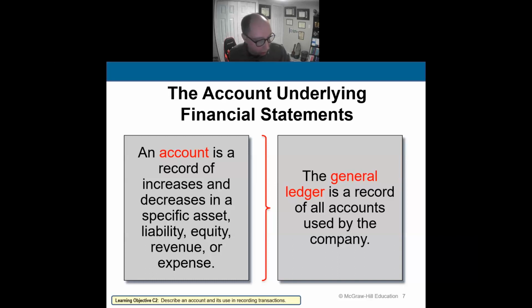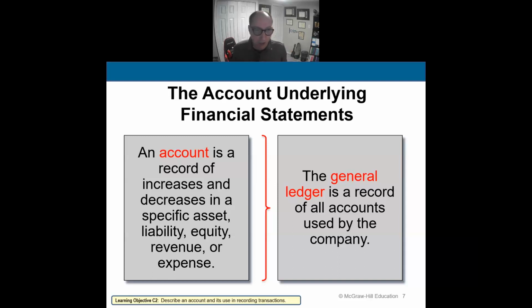Equity includes things like shareholders' equity, owner's equity, business equity, which is revenue minus expenses, which is net income. Those are all equity accounts. So when you hear equity, think what the owners own. It's the difference between assets and liabilities. That's the difference between assets and liabilities.